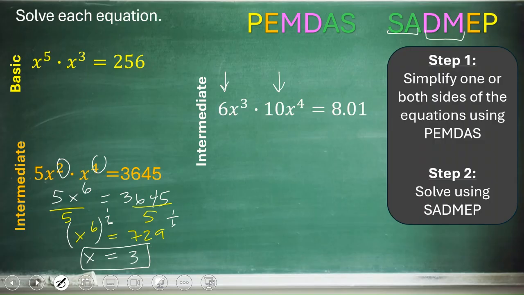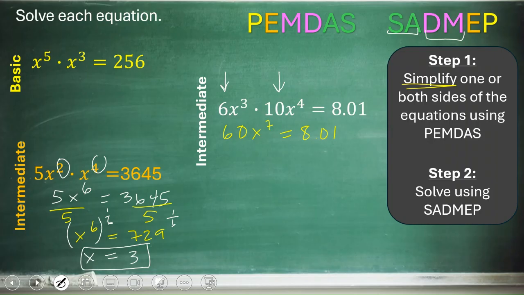If you are following along with the PEMDAS, because we are in the simplifying stage, we are essentially doing the exponent and the multiplication division concurrently. I'm just saving some space. So we're doing 60. And now we're multiplying our bases together. X cubed times x to the fourth is x to the seventh. And that equals 8.01.